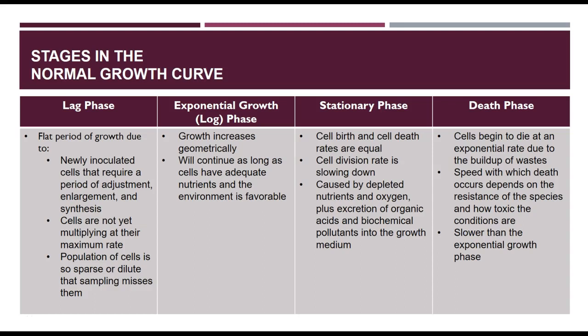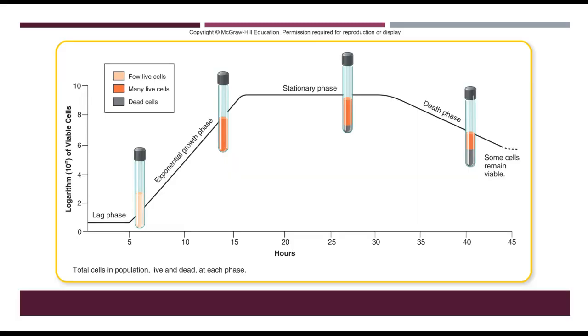And then finally, we have the death phase. And at this phase, the cells begin to die at an exponential rate because of waste buildup. The environment has become toxic, and cells are reproducing at a rate that is lower than the number that are dying. And that is what this growth curve looks like.